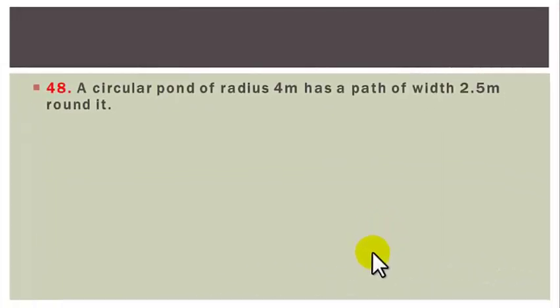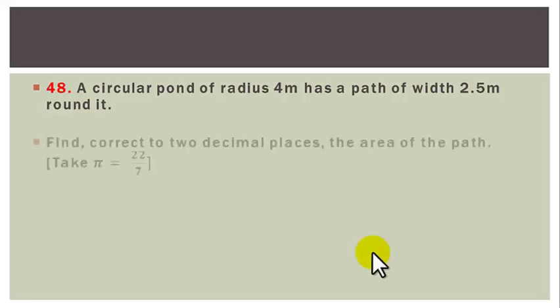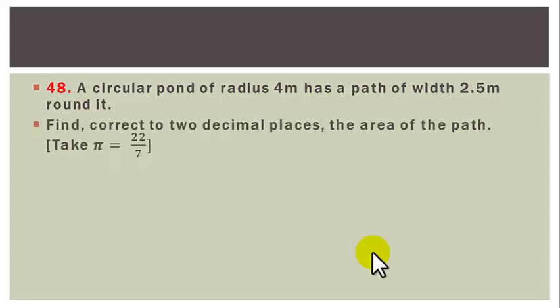Question number 48. A circular pond of radius 4 meters has a path of width 2.5 meters round it. Find, correct to 2 decimal places, the area of the path. Take pi equals 22 over 7. Solution.